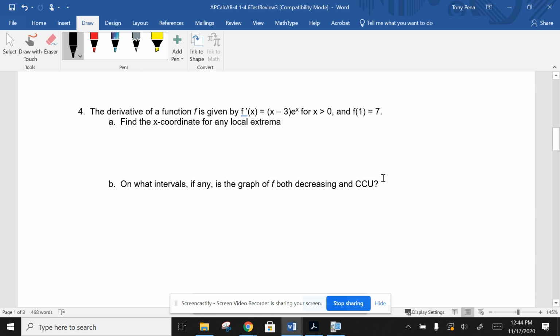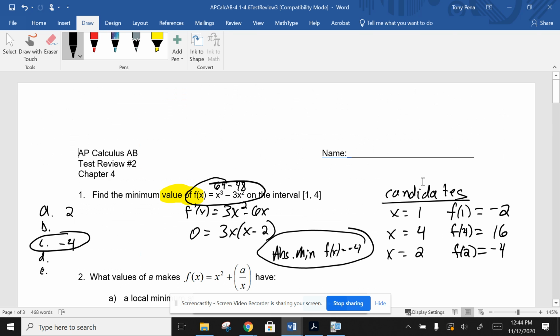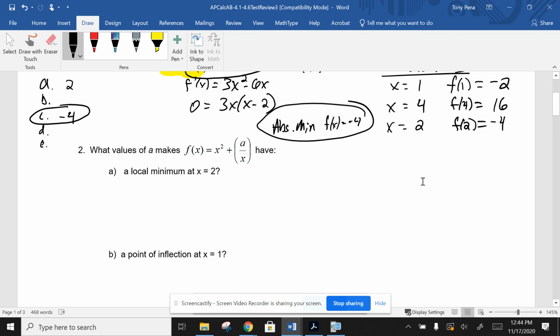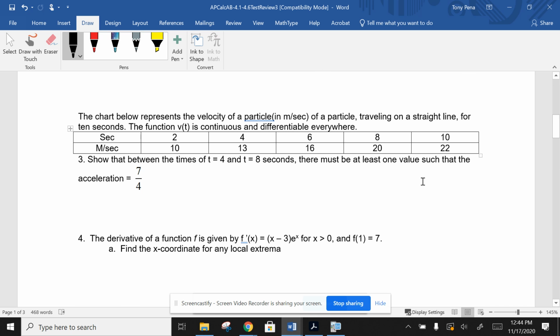Do number 4. Do 4A. Again, this whole packet is old free response questions. Every one of these is something I've taken off of an old test over the years. This question I like.